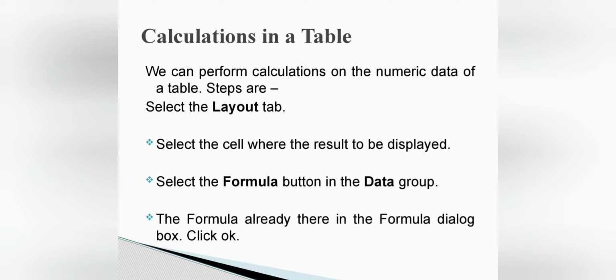Then there is another group in the Layout tab, which is the Data group. Here you can find the Formula button. You just have to click on the Formula button. It will show a dialog box where the formula is already written. By default, Sum, meaning the total formula, is written there. You just have to click OK and the total will be calculated. You can do the total vertically as well as horizontally.